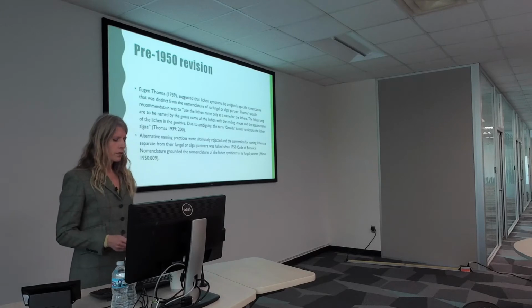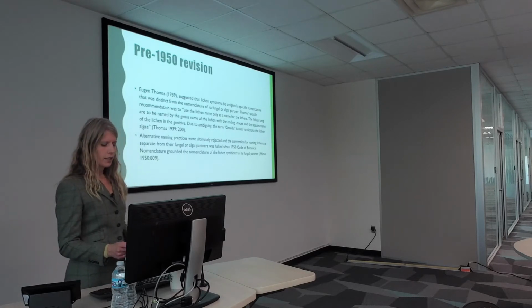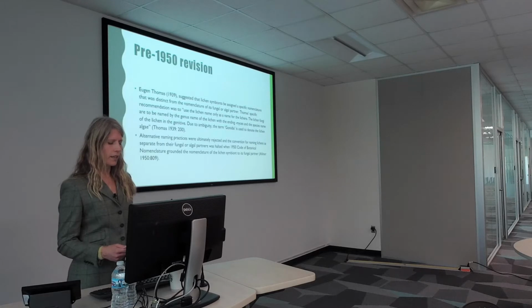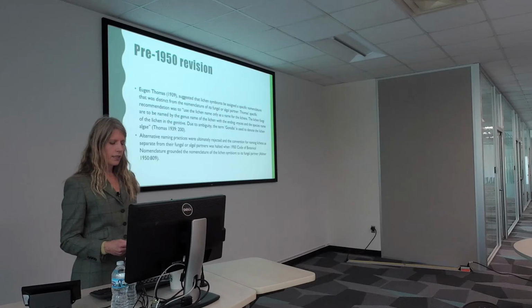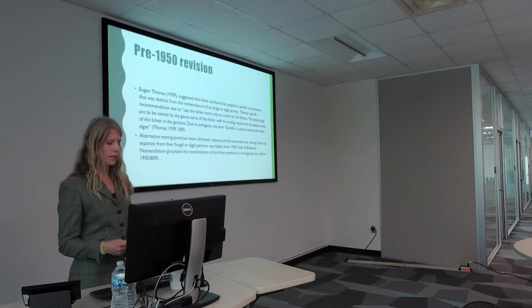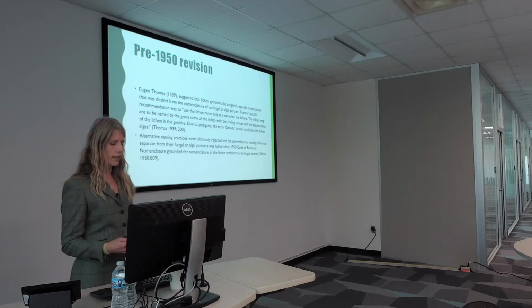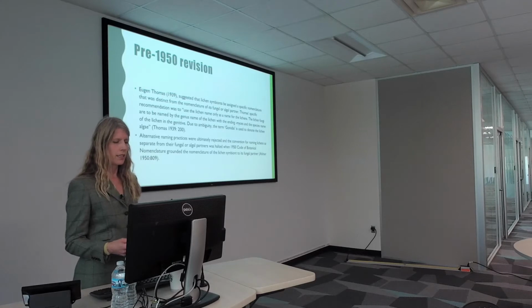Okay, so studying the formal naming practices of lichenologists, we find that although lichens are understood to be symbiotic systems, the two parts of the lichen, the mycobiont and phytobiont, are not actually treated equally when it comes to their role in lichen naming. Prior to 1950, lichens were given names as whole organisms. For instance, in 1939, Eugen Thomas suggested that lichen symbionts be assigned a specific nomenclature that was distinct from the nomenclature of its fungal or algal partner. Thomas's specific recommendation was to use the lichen name only as a name for lichens. The lichen fungi are to be named by the genus name of the lichen ending with myces, or the species name of the lichen in the genitive.